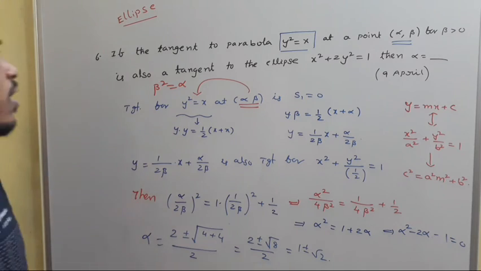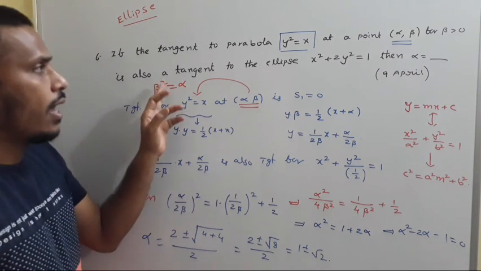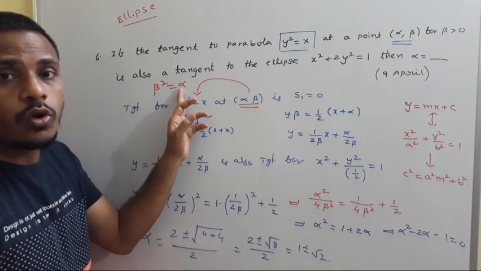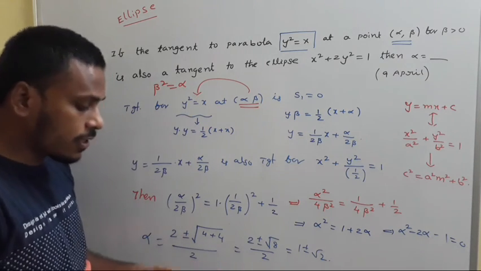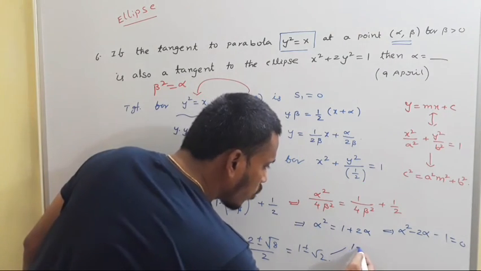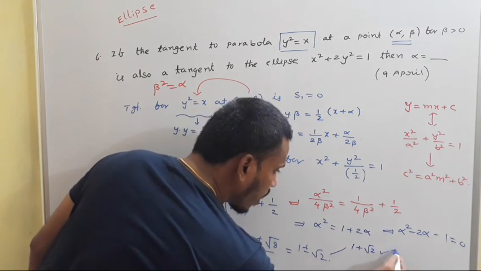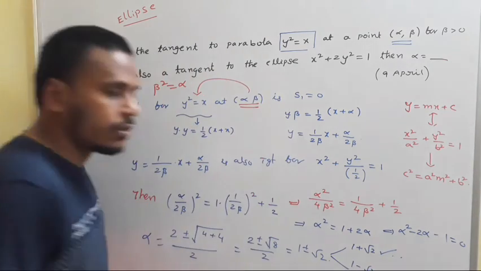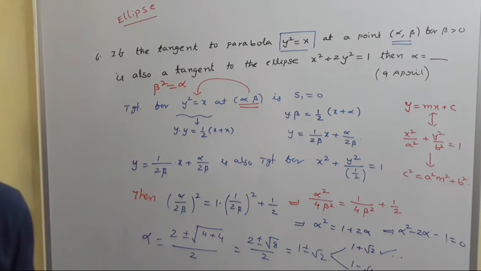And one more thing, since alpha is beta square, beta square is always positive, and so alpha is also always positive. So we need to accept only the positive value of alpha. And that's why from this, we need to accept 1 plus root 2 as our answer instead of 1 minus root 2. Okay, this is our answer. So we have one more question from April 2019. After this, I will discuss that.